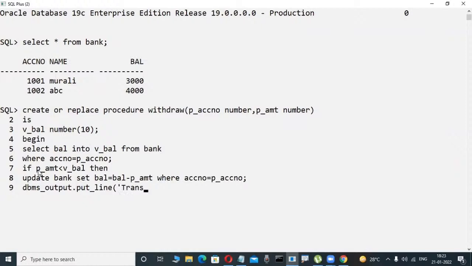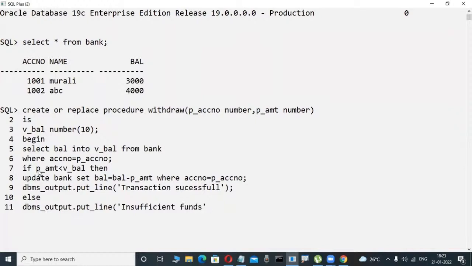Transaction successful. Don't worry about this one, just observe it here. Else, simple coding, some coding is there. And now check it out here. Else, insufficient funds. Okay, some codings are there. This is not a difficult coding, take it easy.